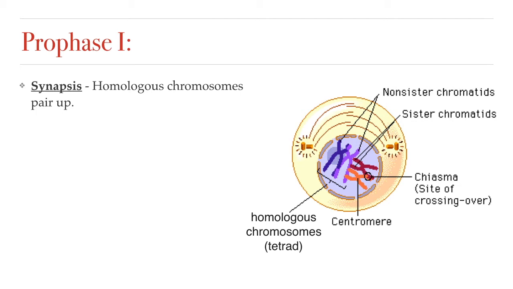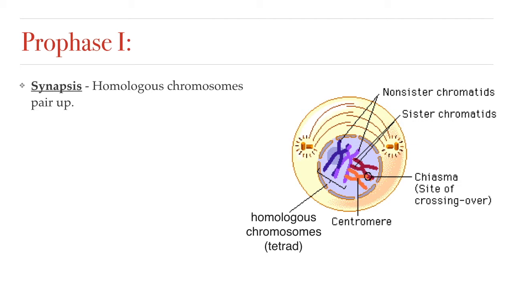During synapsis, the homologous chromosomes find each other and pair up. This did not happen during mitosis. During mitosis, the chromosomes never paired up. But during prophase 1 of meiosis, it's important that the chromosomes find their partners or pair up. So chromosome number 1 from mom finds chromosome number 1 from dad. Chromosome number 8 from mom finds chromosome number 8 from dad, and so on.